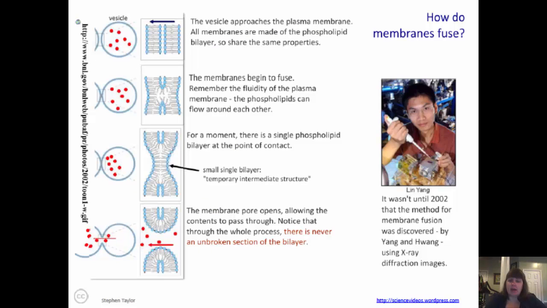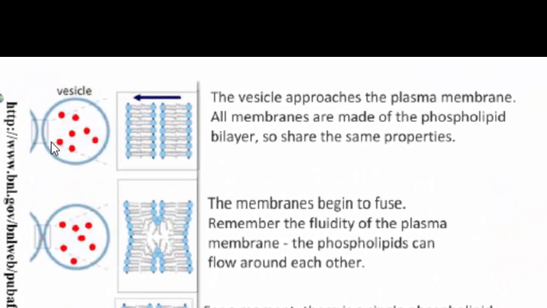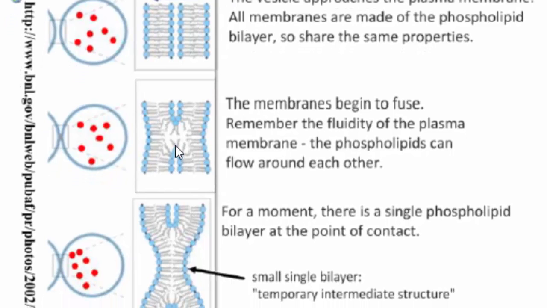But we have had some information. In 2002, we actually figured out the method for membrane fusion. And this was discovered by Yang and Huang using X-ray diffraction methods. So what we were able to find out is when the vesicle approaches the plasma membrane, we do know that all membranes are made of a phospholipid bilayer. So there's some properties that are shared and common between the two. And what happens is here, the membranes begin to fuse. So remember the fluidity of the plasma membrane, that those phospholipids can flow around each other.